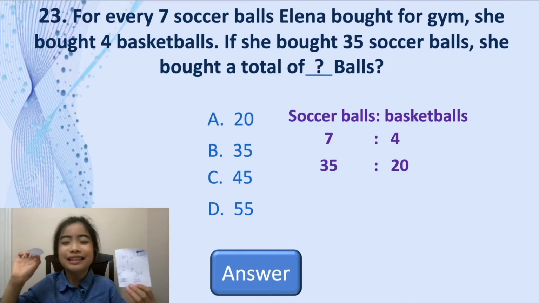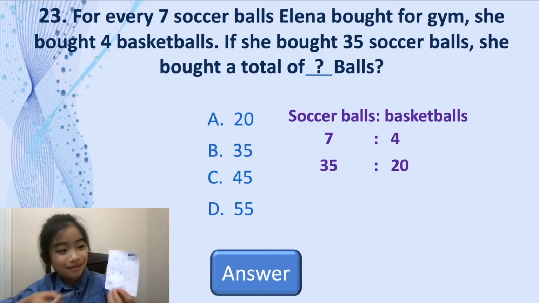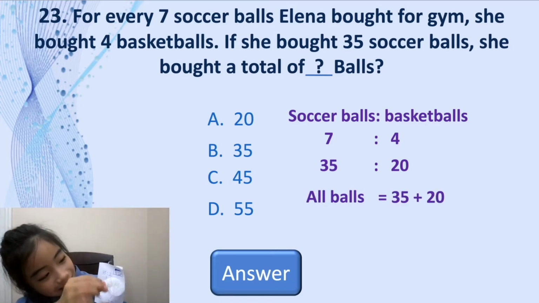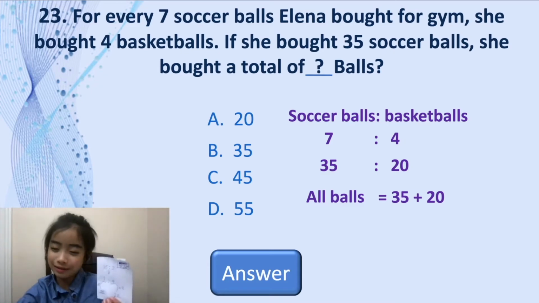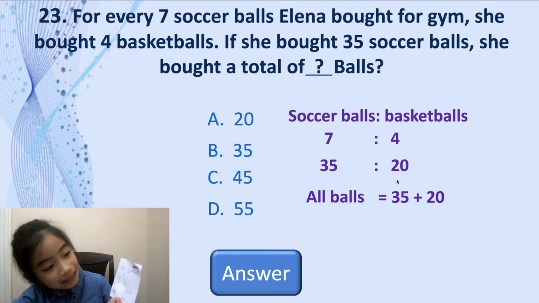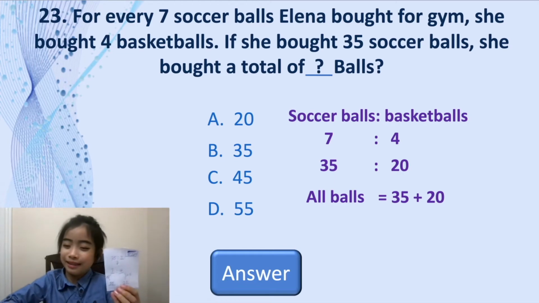Now we need to look at the question carefully, because the question is, if she bought 35 soccer balls, she bought a total of how many balls? Balls is like all the balls added together. So right up here you can see 35 plus 20. Or if you want to look at the screen, you can, because on the screen it's much bigger and much bolder. Equals 55 right here.